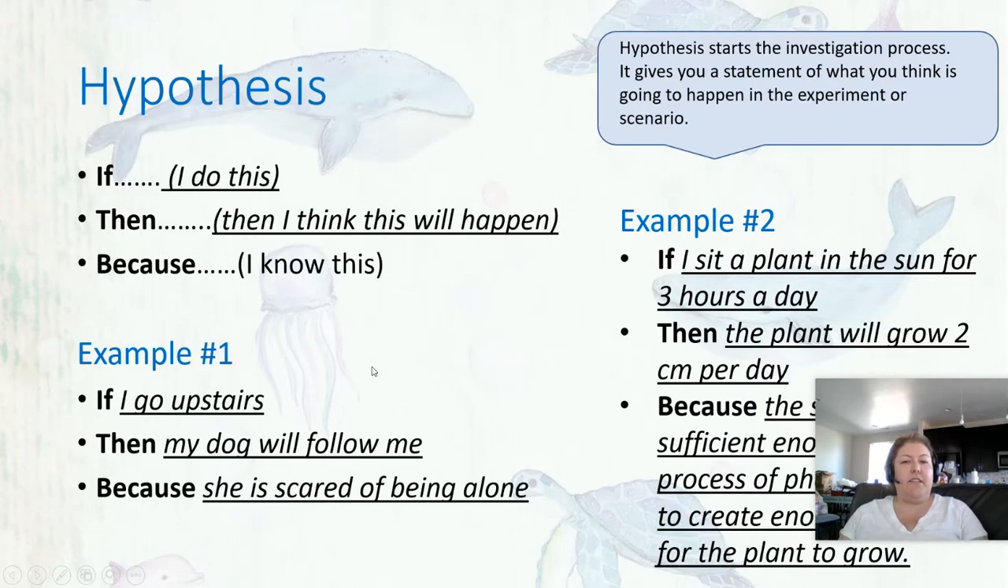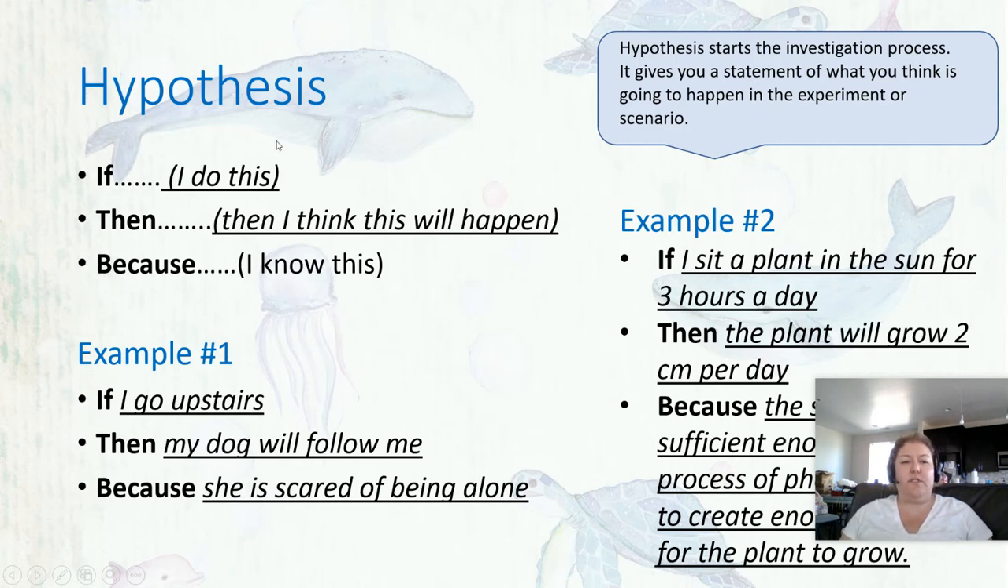Okay, so a hypothesis. You can put it in the statement if, then, because. If I do this, then I think this will happen because I know this. Usually the I know this is some scientific reason or something that's been proven before. So a hypothesis starts the investigation process. It gives you a statement of what you think is going to happen in the experiment or scenario. So this is the very beginning.